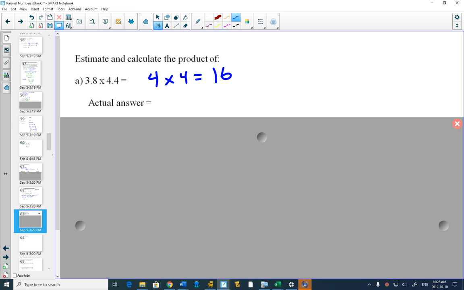I was wondering if anybody was going to say 4 again, because I said, what's 3.8 close to? You said 4. What's 4.4? 4. What's the answer? 4. No. 16. And then you go to your calculator to get the actual answer. Okay? 3.8 times 4.4. The actual answer is 16.72. So our answer was close.